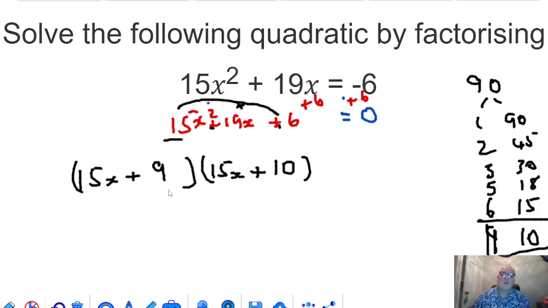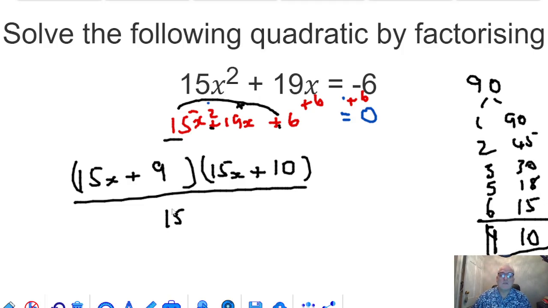Okay, so remember we've got to divide this through by the 15 because we are not doing the trial and error or trial improvement route. We're putting the 15x in both brackets and then we're going to factorise it out.